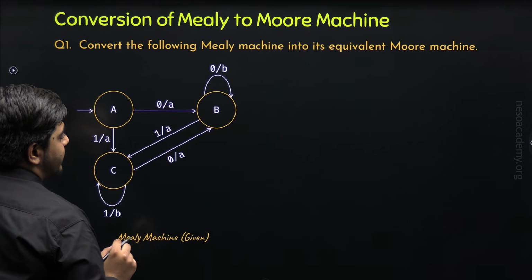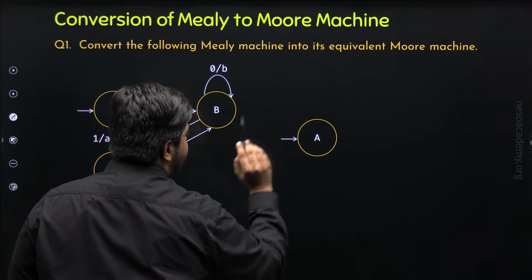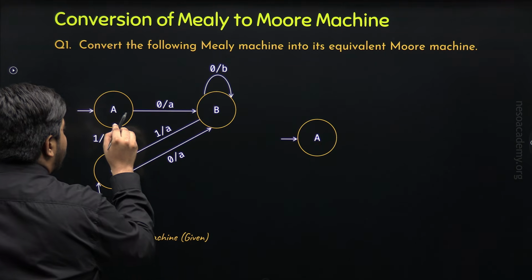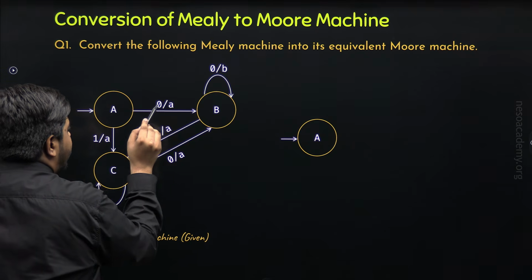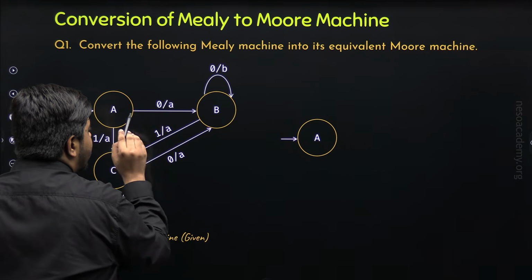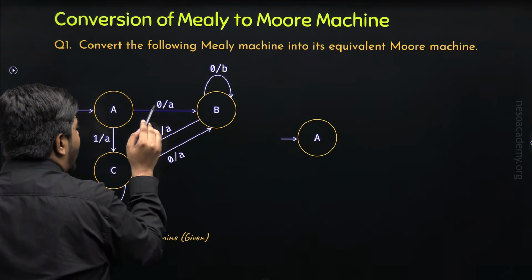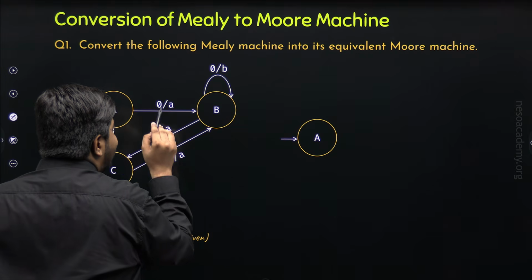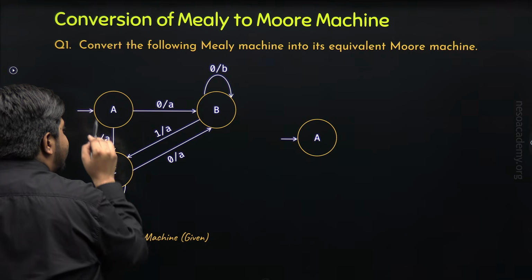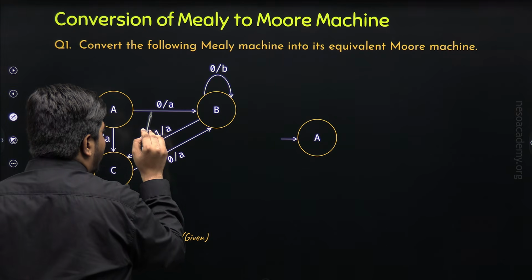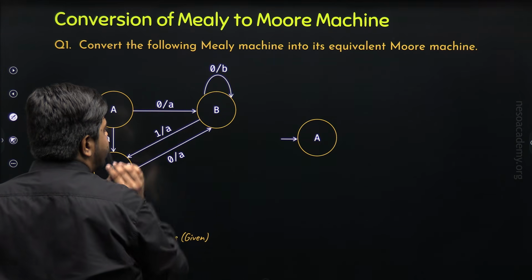Let's start with the initial state, that is A. So here we will draw the initial state, that is A. Now, for this transition, you can see the state A, on getting input symbol 0, we are reaching the state B. And for the state A, on getting input symbol 0, we are getting the output symbol A. So overall, we can say for the state A, if the input symbol is 0, we will reach the state B, and that B should have the output symbol A.